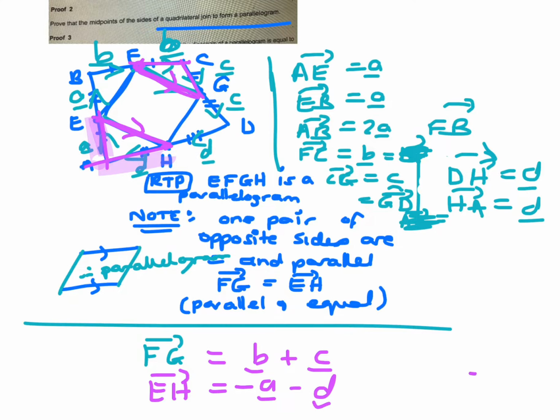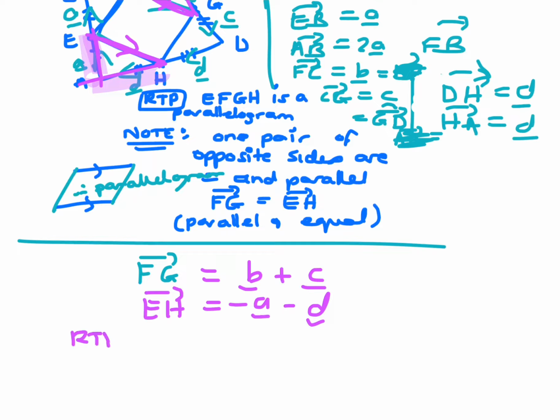Okay, so now if we go for FG, let's put an arrow on FG, and I'm just going to make that pink. So if we go to the tail and we trace around, FG would be B plus C. And if we look here, EH, if we trace that, it'll be D plus A. Okay, so EH, it's going that way. So if I come back the other way, that's going to be along here, which is minus A minus D. So that was EH equals minus A minus D.